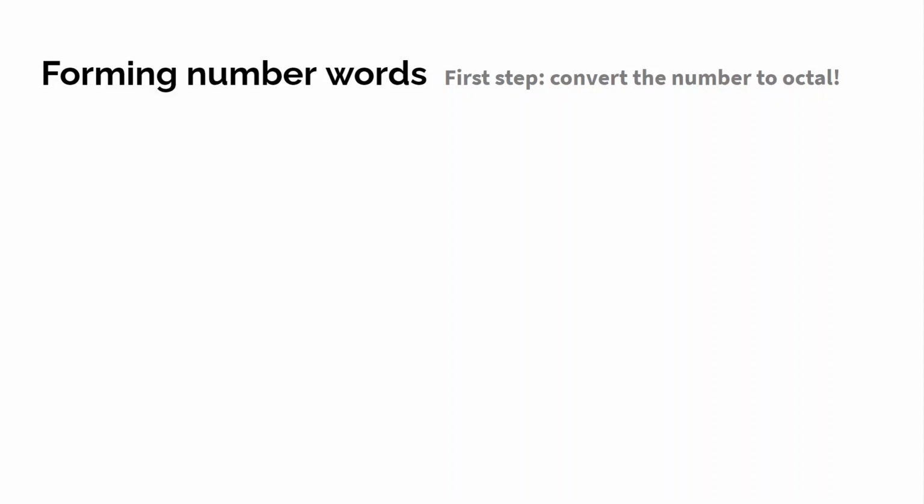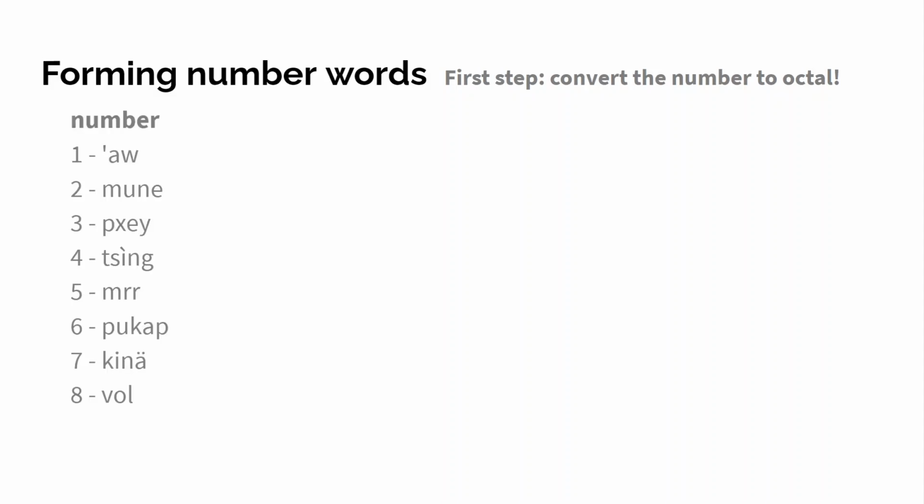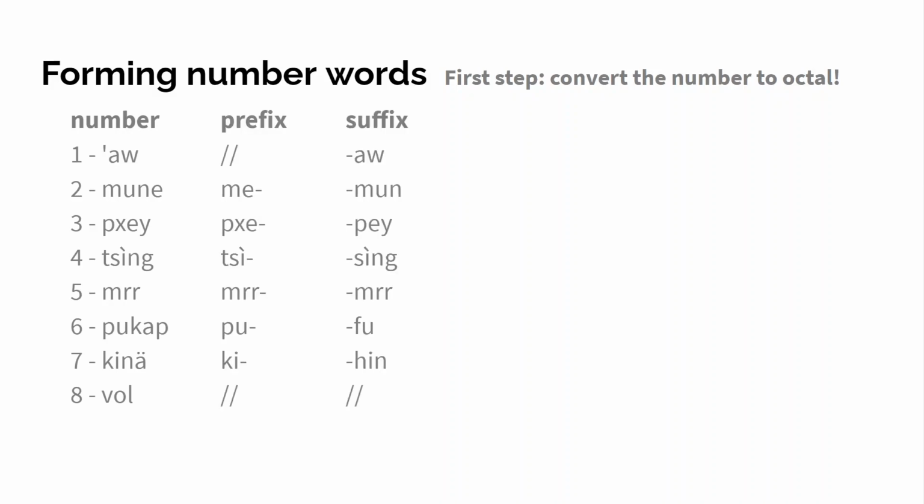Once you have your number converted into octal, you can translate the octal number into a NATVI word. We use the base numbers for that: au, mune, p'ei, tsing, mr, bukap, gine, vol. But we actually also have prefix forms and suffix forms. And you see that they look very similar. So for example, tsing has tse as a prefix form and sing as a suffix form.